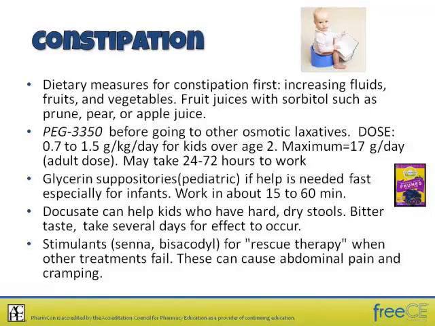Polyethylene glycol 3350 before going on other osmotic laxatives is recommended, and that dose is 0.7 to 1.5 grams per kilogram per day for kids over age 2.